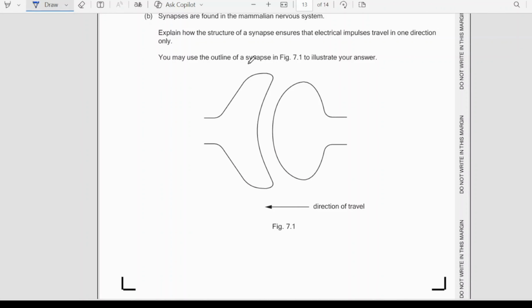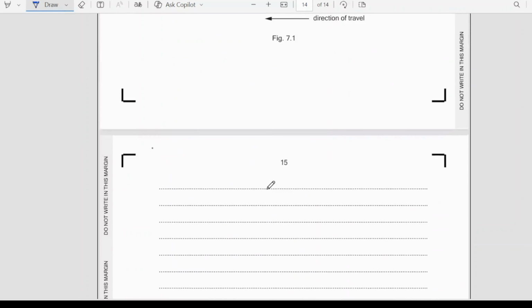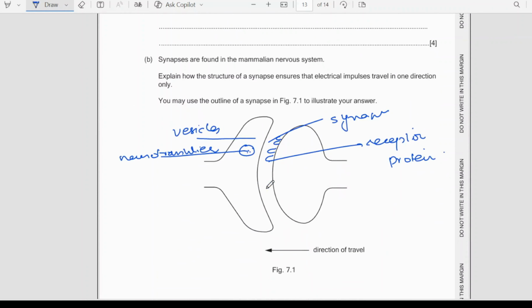Then there is a diagram for synapses given. Whenever a synapse is given, keep a few things in mind. There are vesicles, the neurotransmitter. This one is the synapse, and on it there are certain receptor proteins. Then you have to describe the whole process, and it's worth 6 marks. What would you write for 6 marks? Let's see.